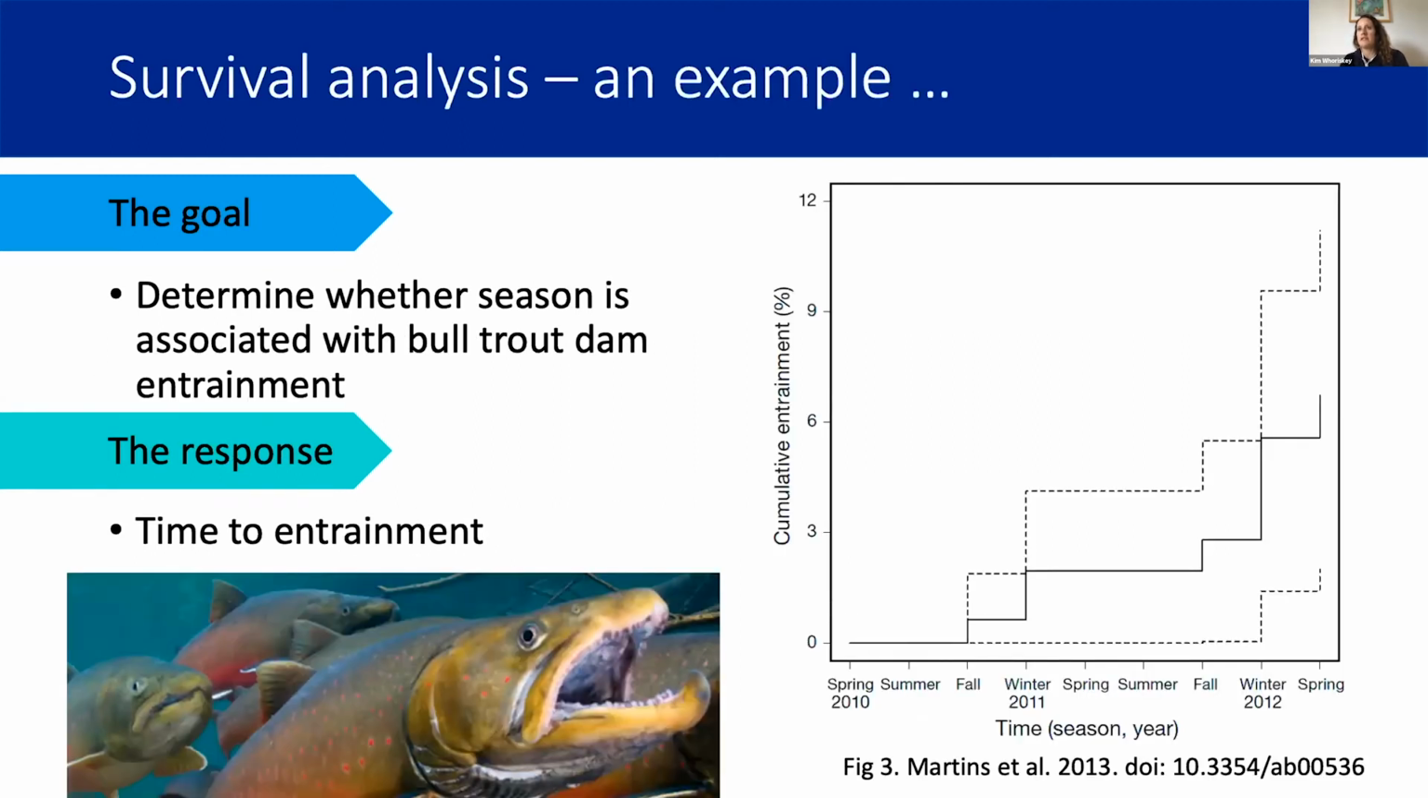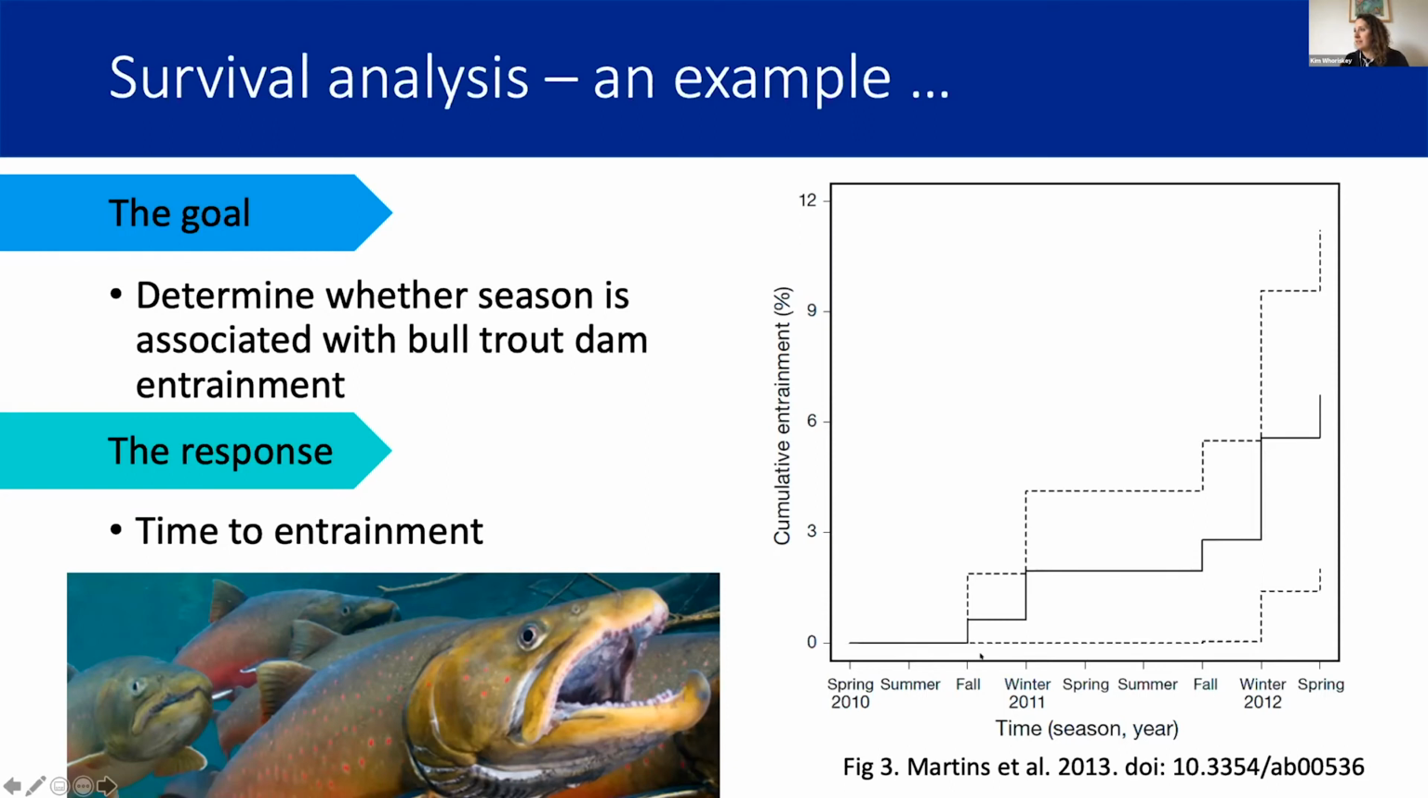Here's an example of a survival analysis, the same study system, but a different paper, one done by Eduardo Martins, where the goal was to determine whether season is associated with bull trout dam entrainment. So the response was actually the time to the entrainment. So this bull trout being unintentionally passed through the dam. And so the response here is actually plotted on the x-axis instead of the y-axis, which is what we're normally used to looking at. And then on the y-axis, we have the percent of fish that became cumulatively entrained.